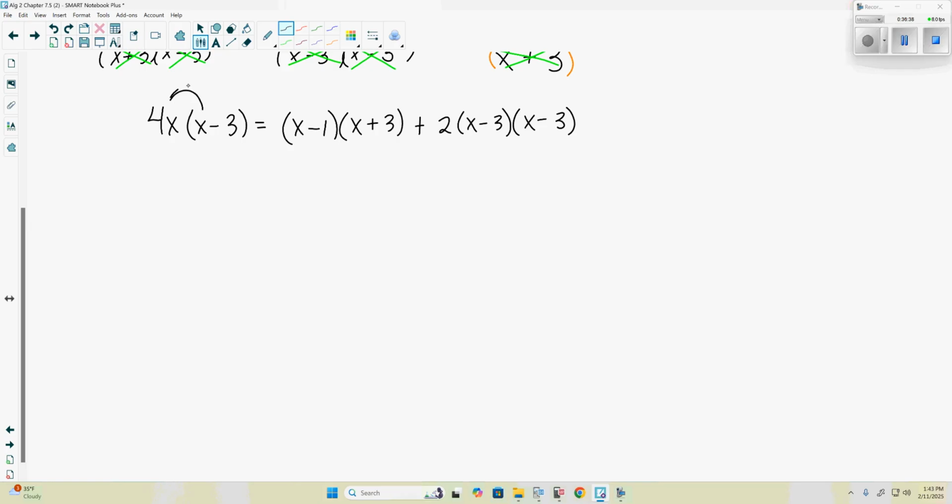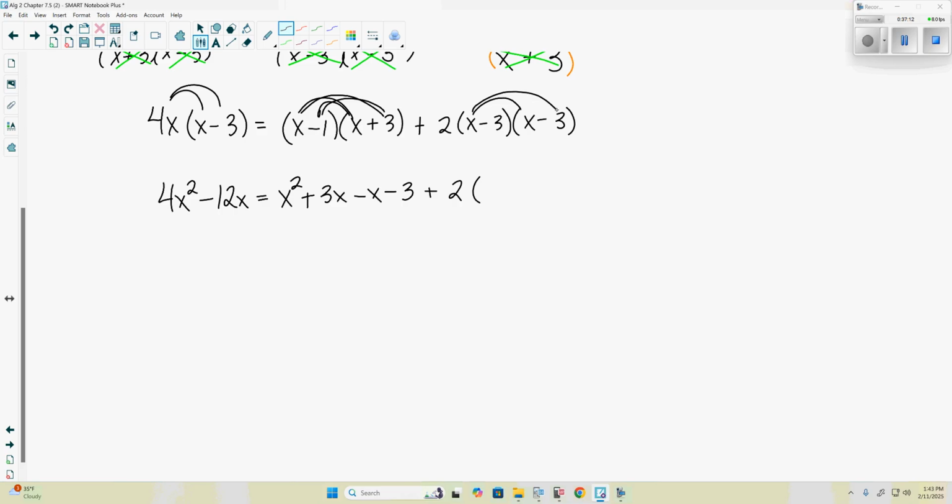Now at this point here, we're going to distribute. 4x times x is going to be 4x squared. 4x times negative 3 is negative 12x. Is equal to. Our middle one, we can go on and multiply through. X times x is x squared. X times 3 is 3x. Negative 1 times x is negative x. And negative 1 times 3 is going to be negative 3. Plus 2 times.